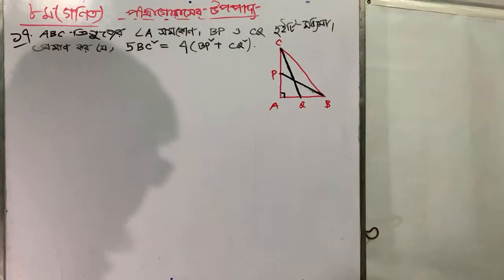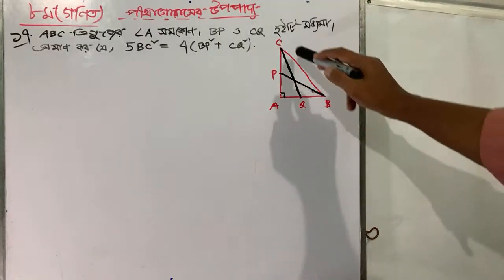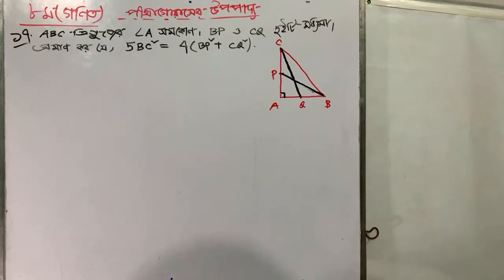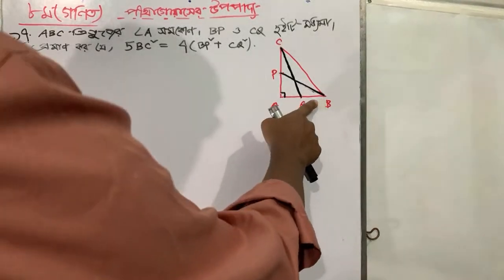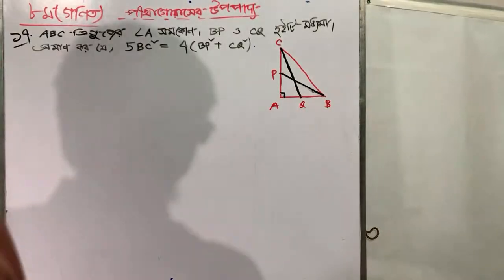17 নম্বর প্রশ্নটা করব। কোয়েশ্চেনটা দেওয়া ছিল ইন ট্রায়াঙ্গেল এবিসি এ ইজ এ রাইট অ্যাঙ্গেল and BP and CQ are two medians.